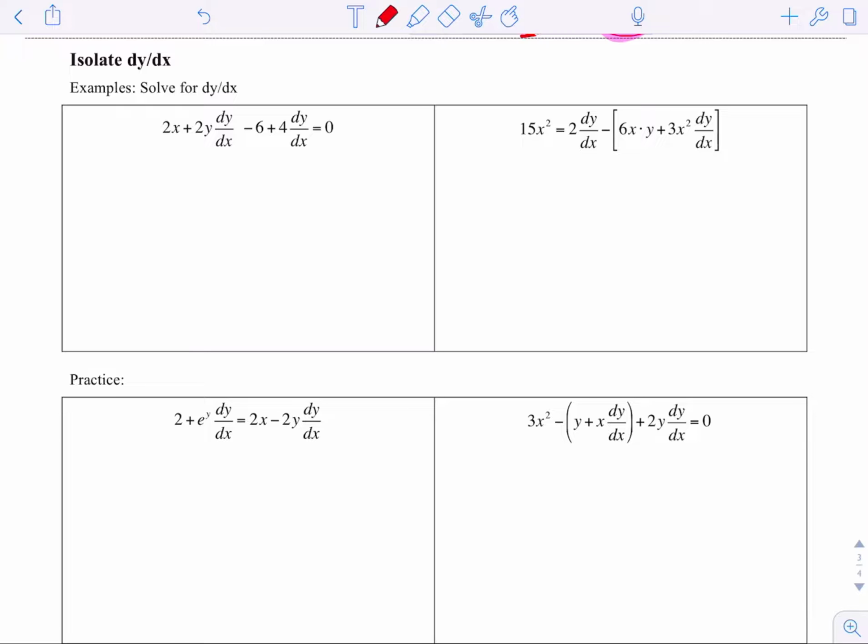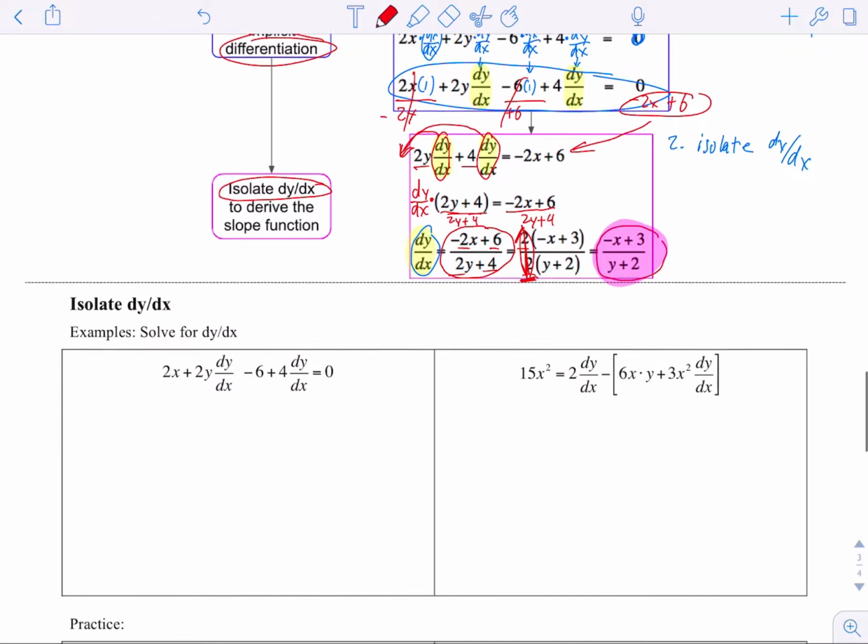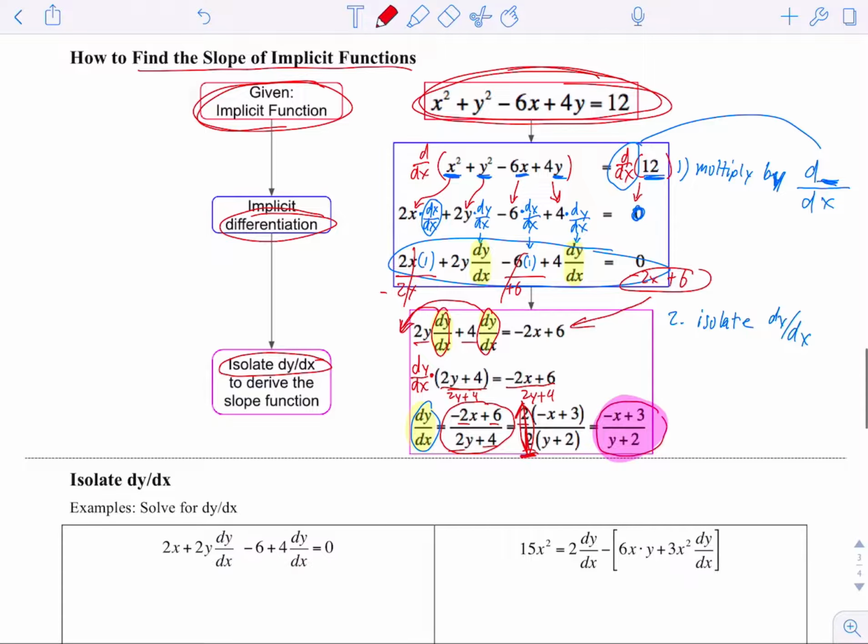Alright, next video, isolating dy dx. I'm just going to scroll back up to a previous video. So here are the steps to going from an implicit function down to the slope function.